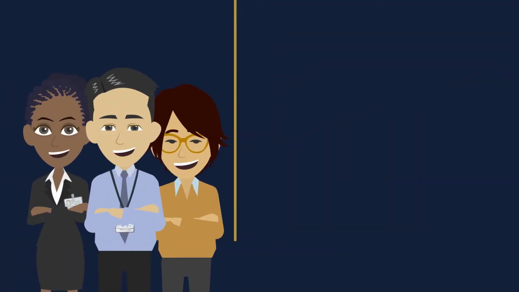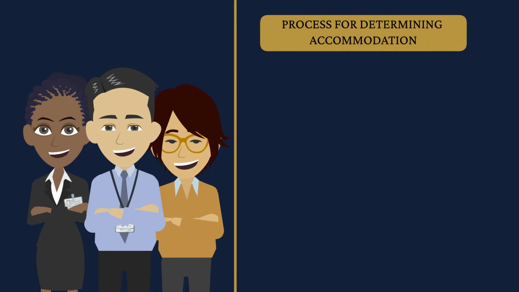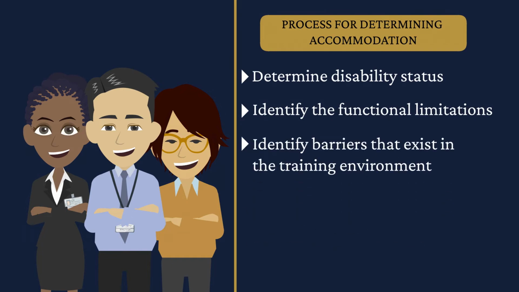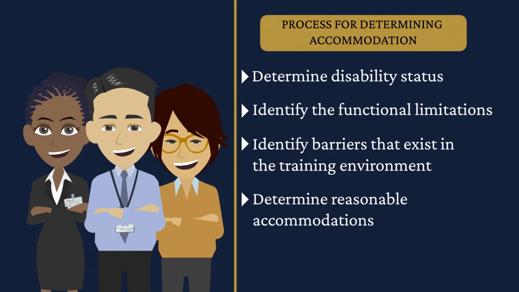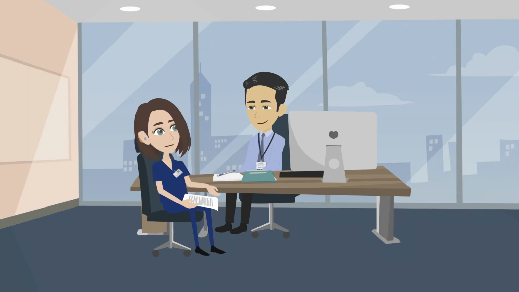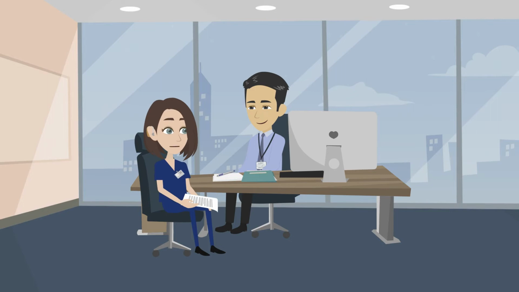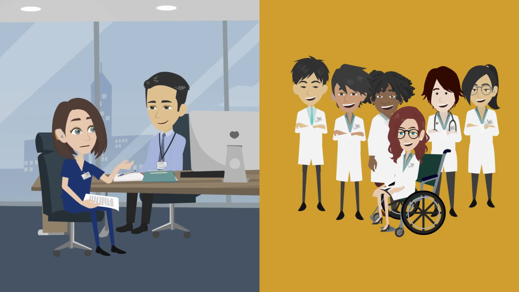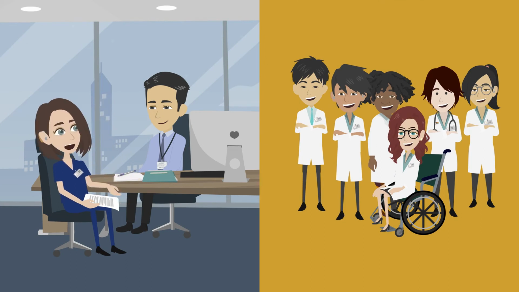When determining whether an accommodation is reasonable, the program will engage in several steps. Step 1. Determine disability status. Step 2. Identify the functional limitations. Step 3. Identify barriers that exist in the training environment. And Step 4. Determine reasonable accommodations. Unlike in medical school, where you might receive counsel on what is needed, employees must determine their own needs and ask for these specifically.